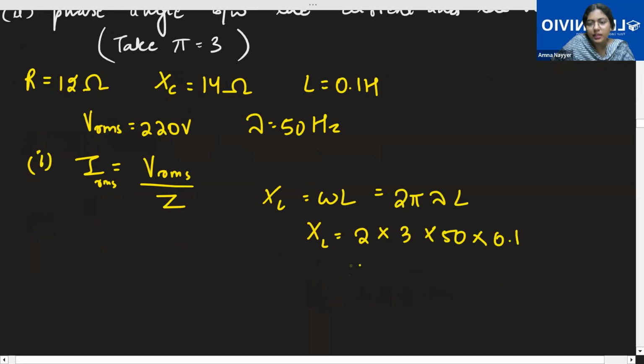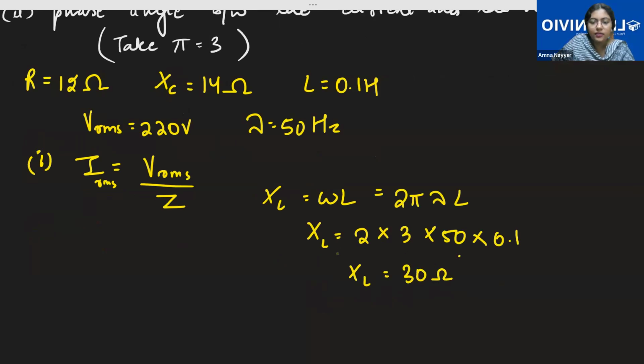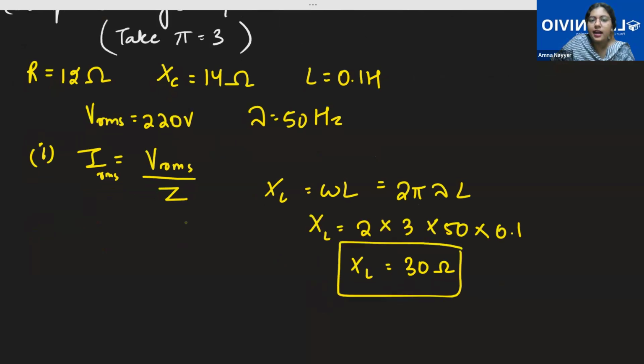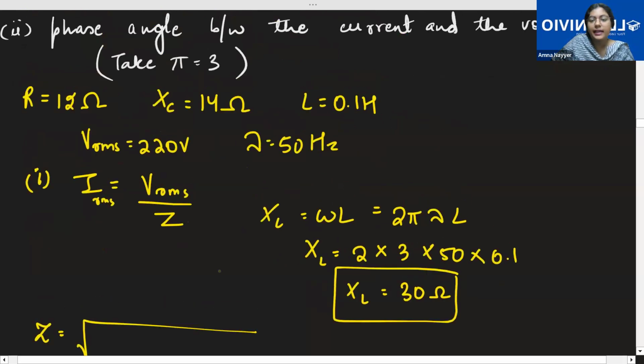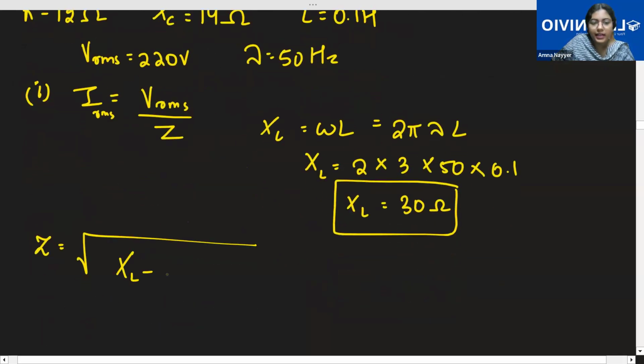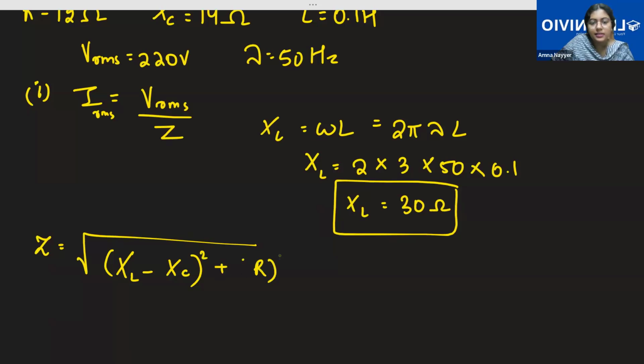So this will be 30. XL will be 30 ohm. This is 0.1. Now, XL is there, XC is there, R is there. So we'll get Z is equal to under root. Now from here, XL is greater, so the formula will be XL minus XC whole square plus R square.